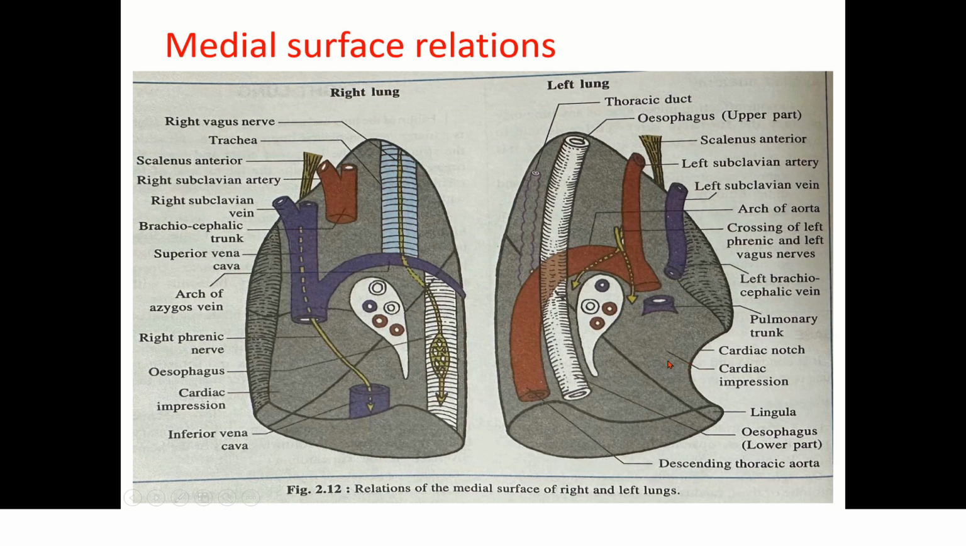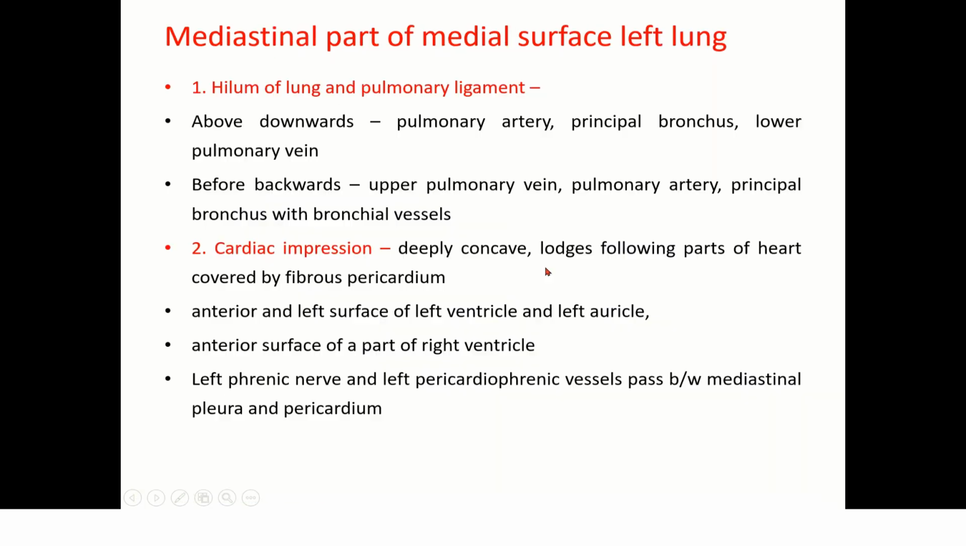So the cardiac impression. This is the cardiac notch, which can be seen in the anterior border of the left lung, and this is the cardiac impression. So here also this will be the cardiac impression. You can see here this is the right phrenic nerve, and here you can see this will be the left phrenic nerve, and this will be the left vagus nerve. So always the vagus will be behind the hilum and the phrenic will go in front of the hilum. So these are the mediastinal relations of the right and left lung.